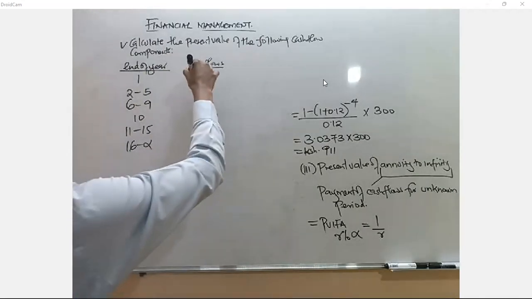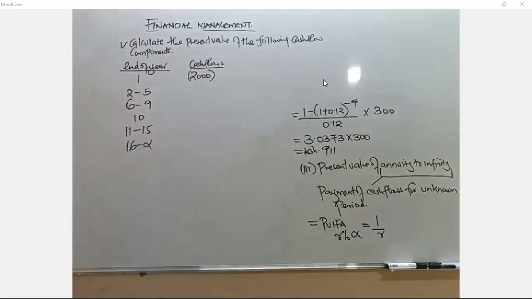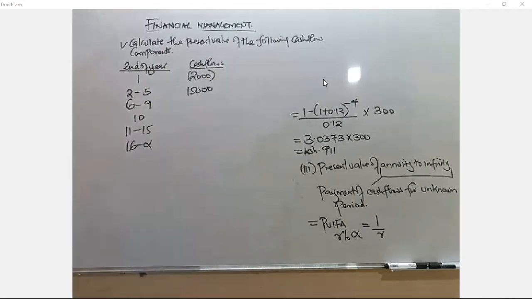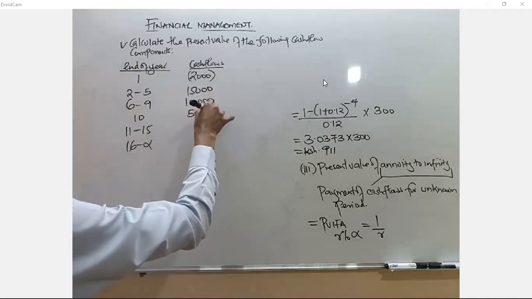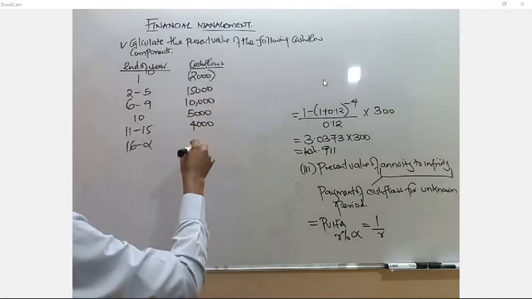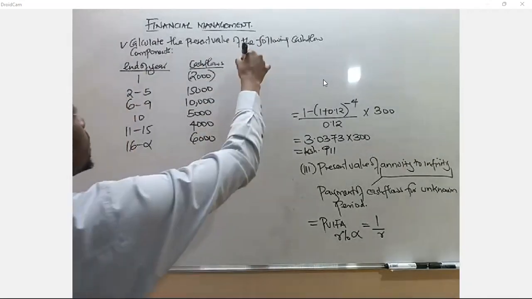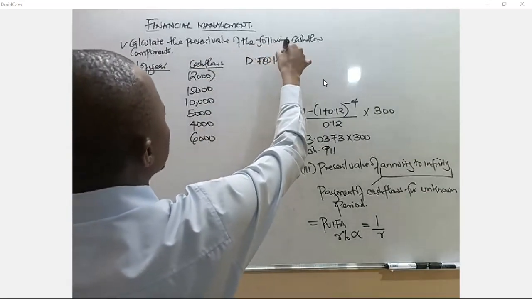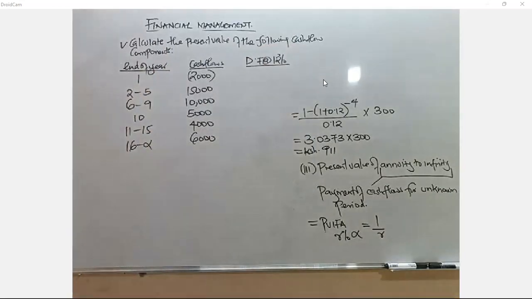The cash flows provided: here we have 2,000 shillings, which is our initial outlay, the initial investment amount. So here we have 15,000 cash flow, we have 10,000, we have 5,000, we have 4,000, then we have around 6,000 there. Then the discount factor, which is our cost of capital, let us use around 12%, to determine your present value.